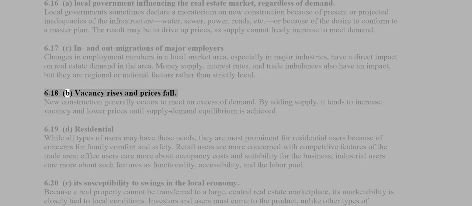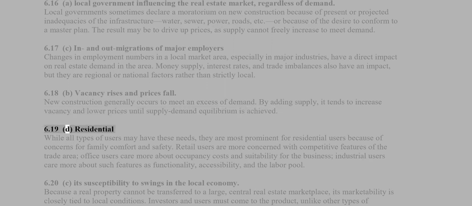6.18 B. Vacancy rises and prices fall. New construction generally occurs to meet an excess of demand. By adding supply, it tends to increase vacancy and lower prices until supply-demand equilibrium is achieved.